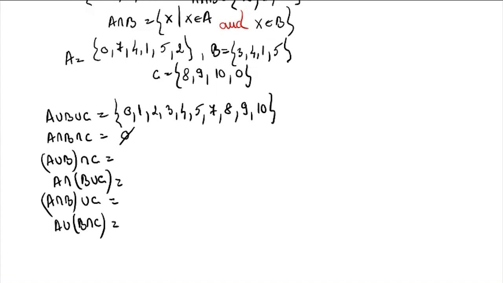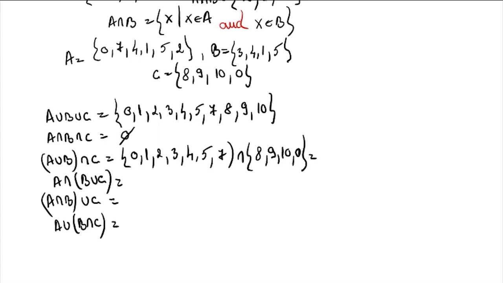Now, I'm going to make the union between A and B, which is the set of 0, 1, 2, 3, 4, 5, and 7, intersected with C, the set of 8, 9, 10, and 0, equals, furthermore, the common element from these two sets is 0.